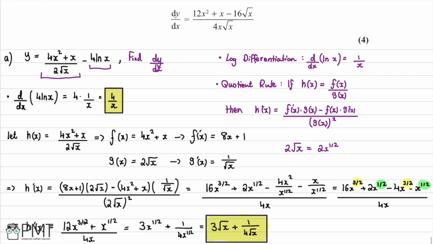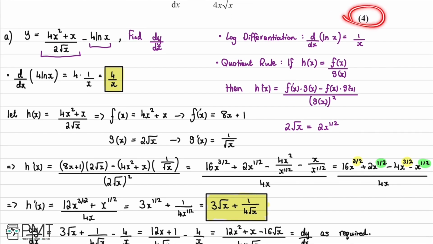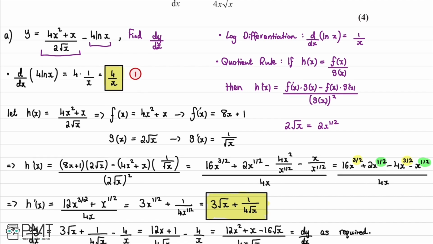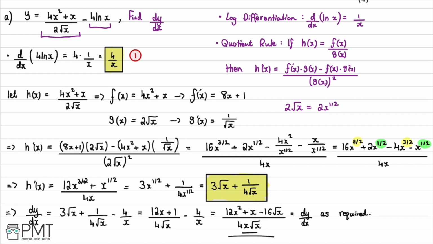So this question was worth 4 marks. So we pick up our first mark for knowing how to differentiate the ln term. So that's when we got to 4 over x at this stage here. We then received our second mark for having a method to differentiate 4x squared plus x over 2 root x. So the method we used was the quotient rule.